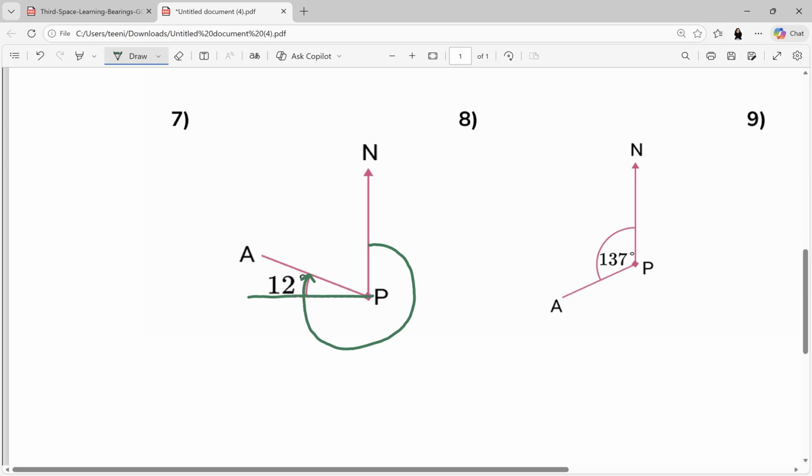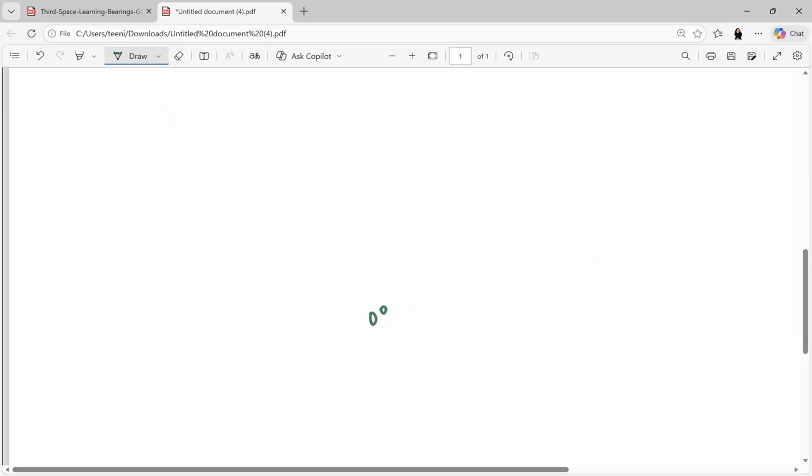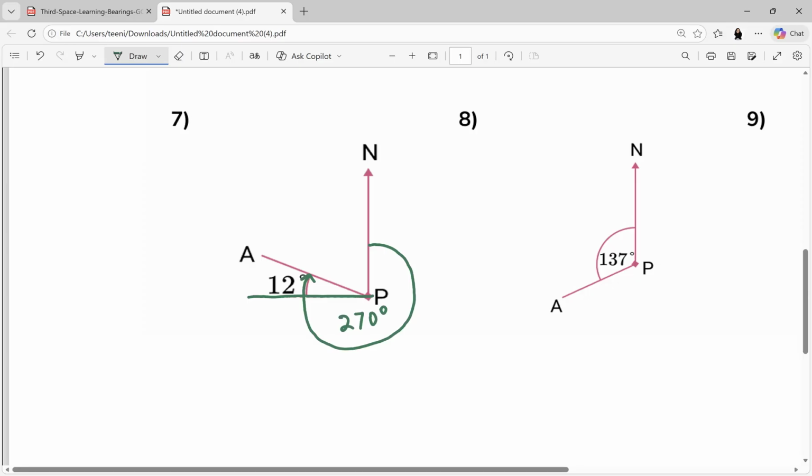So it will include this part here plus your 12 degrees. This part, all right, is actually equal to 270 degrees because this part is made up of 3 right angles, one here, and one here. So that's 270 degrees. So your bearing is going to be equal to 270 plus 12. Right? So that will be 270 plus 12, which gives me 282 degrees.